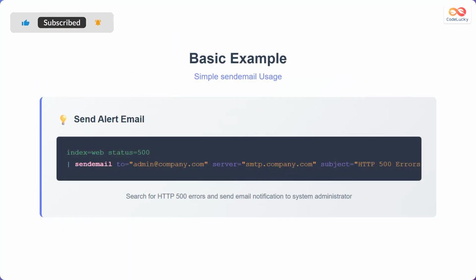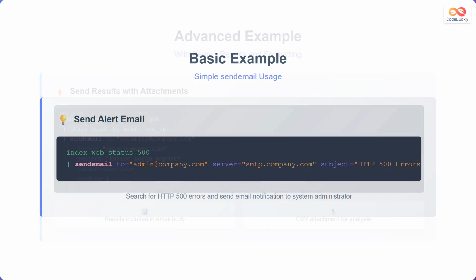Here's a practical example of using the send email command. This search looks for HTTP 500 errors in web logs and automatically sends an email alert to the system administrator. The search index equals web status equals 500 finds all server error events. The pipe symbol connects this to the send email command with to equals admin@company.com, specifying the recipient, server equals smtp.company.com, defining the mail server, and subject equals HTTP 500 errors detected, setting an informative subject line. This simple example demonstrates how to create immediate notifications for critical system events.